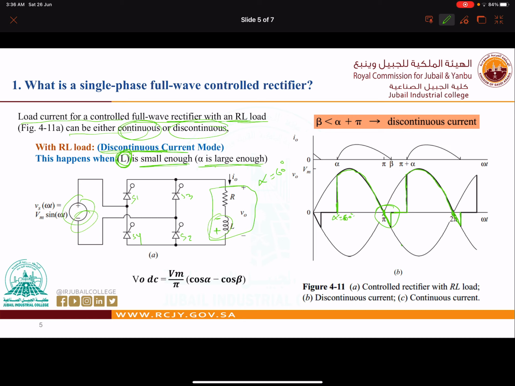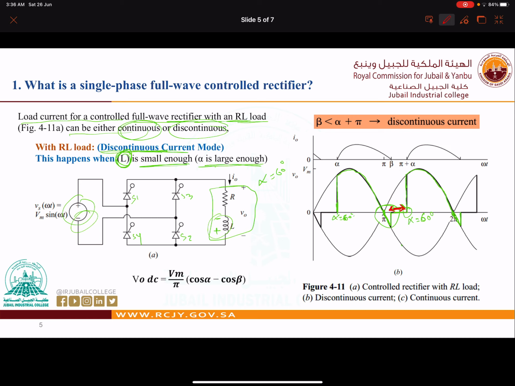Now here, can you see alpha here? Alpha is 60, right? 60 degree. So what is the difference between here? Can you see the difference between here and here? So we have a gap here. Can you see the gap? Let me just use another color. Can you see the gap here? Now we have a gap here.